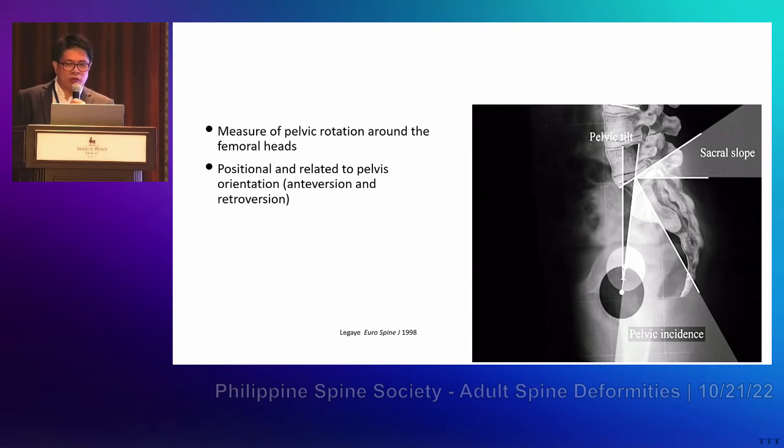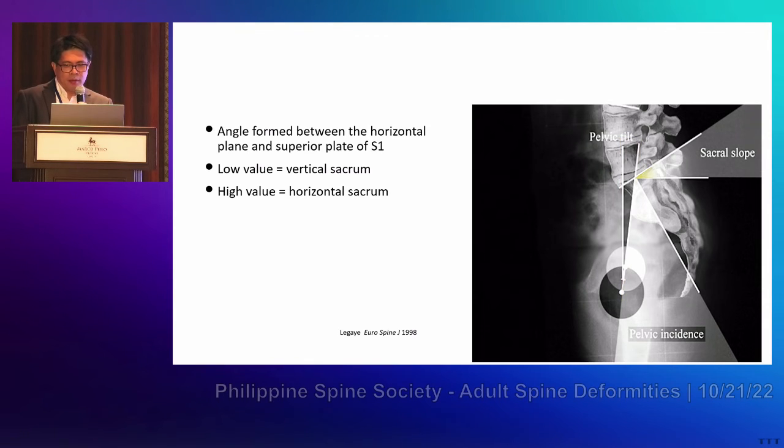The pelvis must be considered as the first vertebra according to Dubousset. So the location of the base determines the position of the lumbar spine and hence the vertebral column. There are several parameters that we can measure to determine the position of the pelvis in relation to the vertebral column. One of these is pelvic tilt. This is a positional parameter and measures pelvic rotation around the femoral head. The sacral slope also can tell us the axis of the sacrum, whether it's vertical or horizontal.